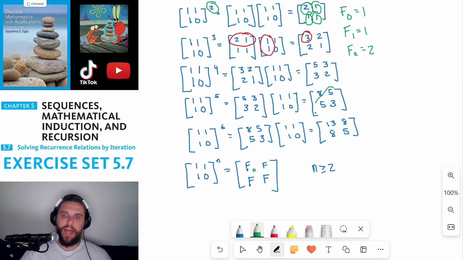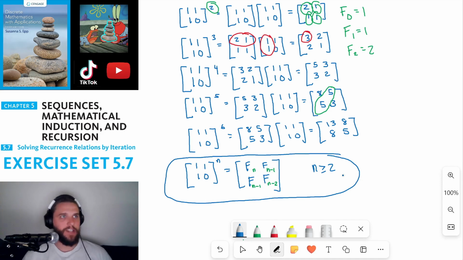But I'm also noticing that the top right entry and the bottom left entry are always the same. And they seem to be the Fibonacci number prior to the one on the top left. So the top right Fibonacci number should be f sub n minus 1. And the bottom left should also be f sub n minus 1. And then the bottom right number should be the Fibonacci number before f sub n minus 1, which is f sub n minus 2. And this is the explicit formula that we want to conjecture. Now we want to verify the correctness of this formula using mathematical induction.